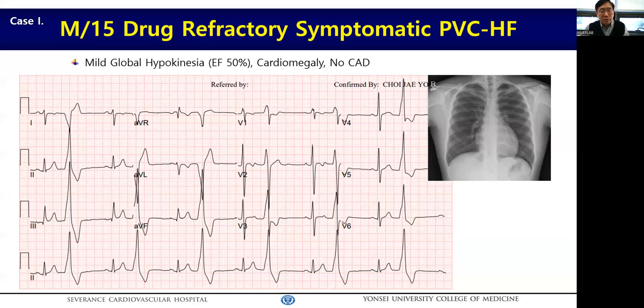The first patient was a 15-year-old boy with drug refractory symptomatic PVC with ejection fraction 50%. You can appreciate mild cardiomegaly compared to his age, and ECG shows ventricular bigeminy, RBB morphology with long intrinsic deflection time and the precordial transition at V2 and 3. It also shows the inferior axis, and lead 1 shows a very deep S wave or Q wave. So where does this PVC come from? You can estimate.